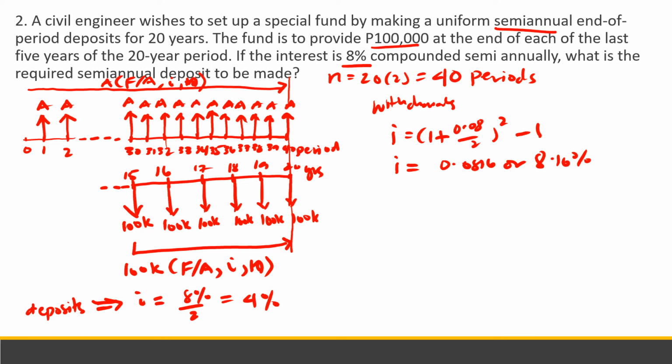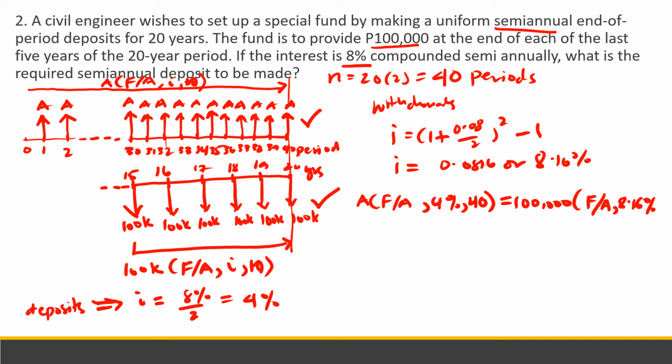So using the 20 years as our focal date, so the equation will be A times F given A, 4% yung I natin for 40 period. So this is for this side, and sa dito naman na side magiging 100,000. Finding F given yung A natin which is 100,000 using 8.16% for 5 years.